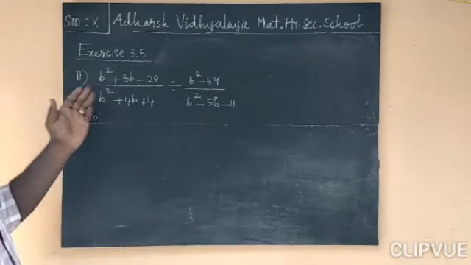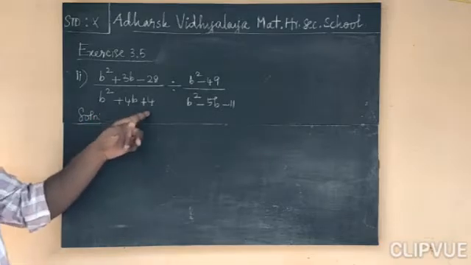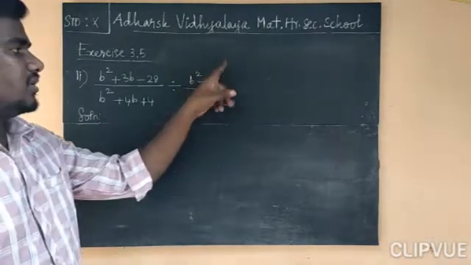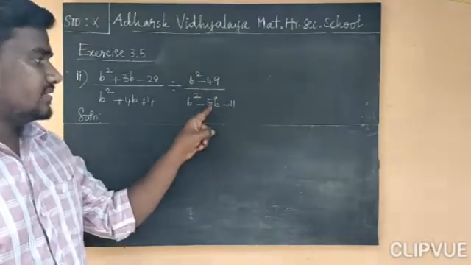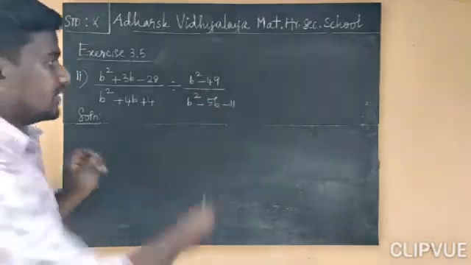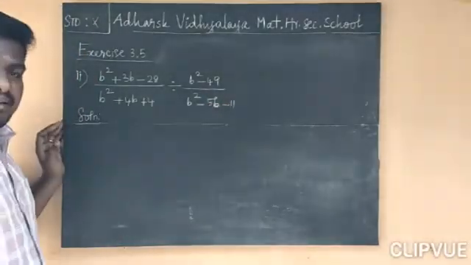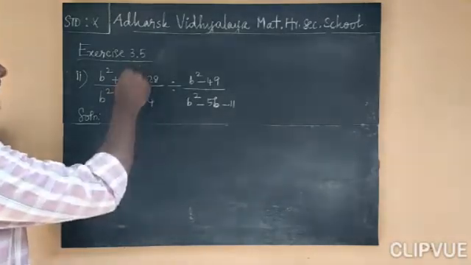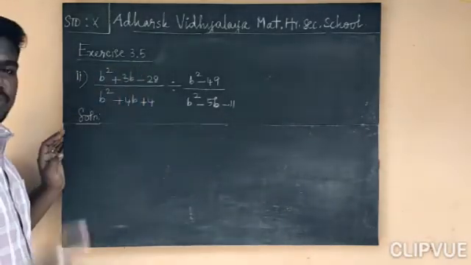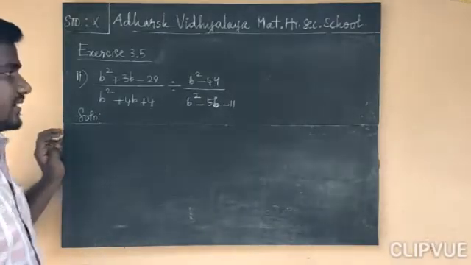So the question is b square plus 3b minus 28 divided by b square plus 4b plus 4 divided by b square minus 49 divided by b square minus 5b. This is 5b, not 56. 5b minus 11. So better we find the factors of the given quadratic polynomials. First we are going to find the factors. So take the first quadratic polynomial. You know that a quadratic polynomial has two factors. So we are going to find the two factors first.